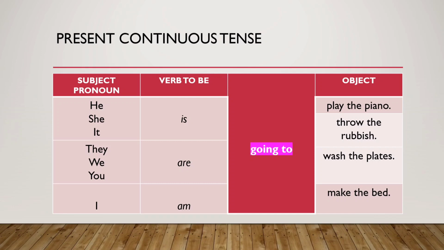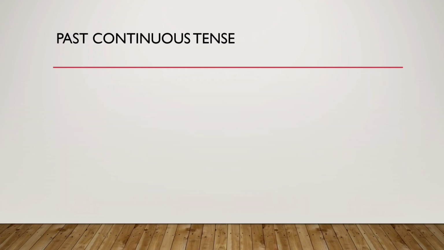For example, he is going to play the piano. They are going to wash the plates. I am going to throw the rubbish. Let's look at continuous tense.